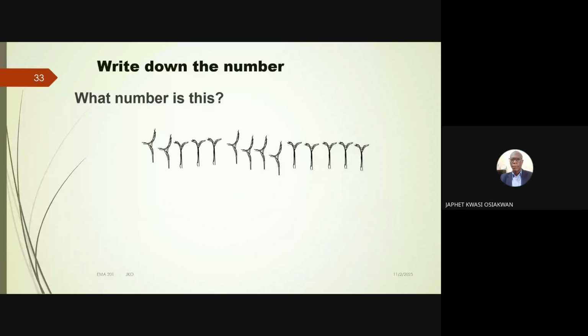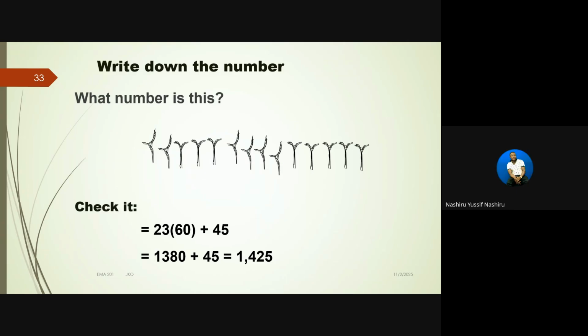1,425. Okay, good. So let's check it and see whether it is correct. We have 23 times 60 plus 45. That is 1,425. That is correct. So the 1,405 is wrong. It's 1,425. The first person is right.